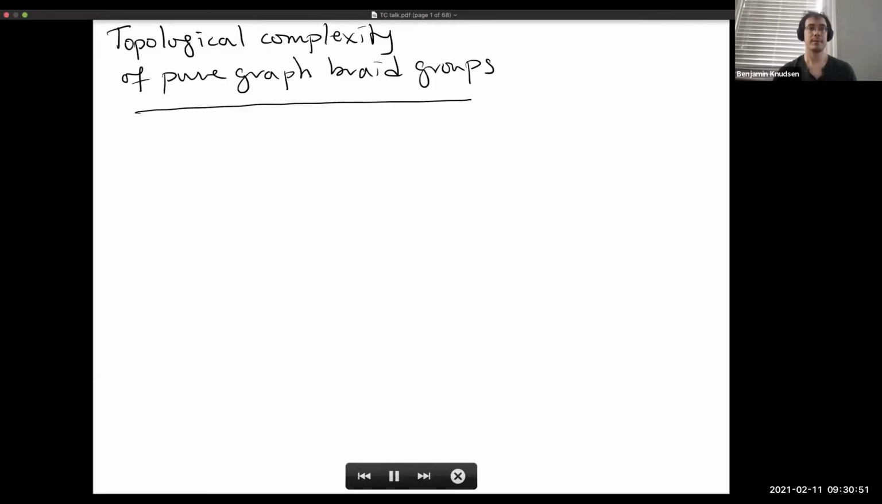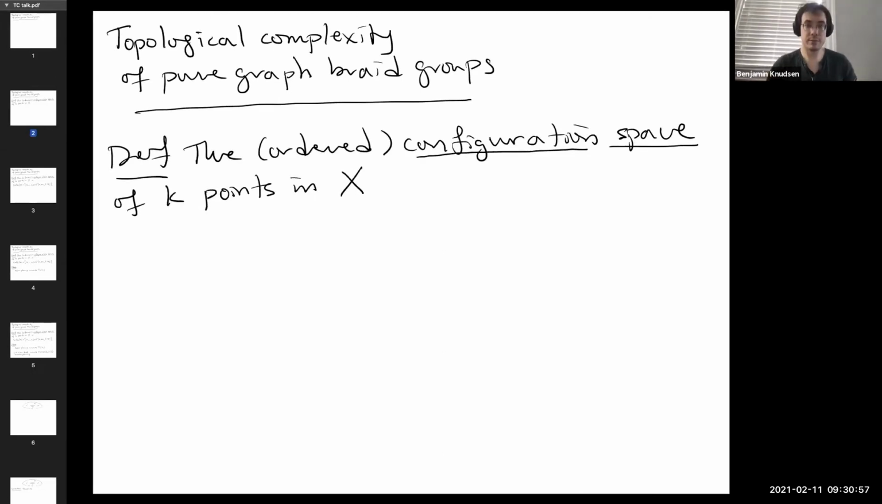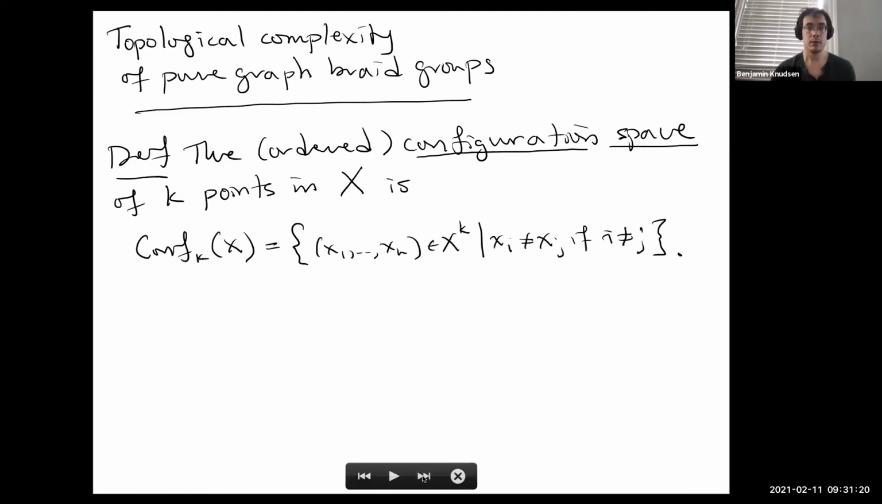Okay, so I'm going to tell you about something about the topological complexity of pure graph braid groups today. So I'll start with the definition that's behind everything, which is no doubt familiar to many of you. This is all about configuration spaces. So the configuration space of K ordered points in some fixed background space X is this. It's the space of all K-tuples of points in your space that are all different. So I take the Cartesian power and I remove all the diagonals.